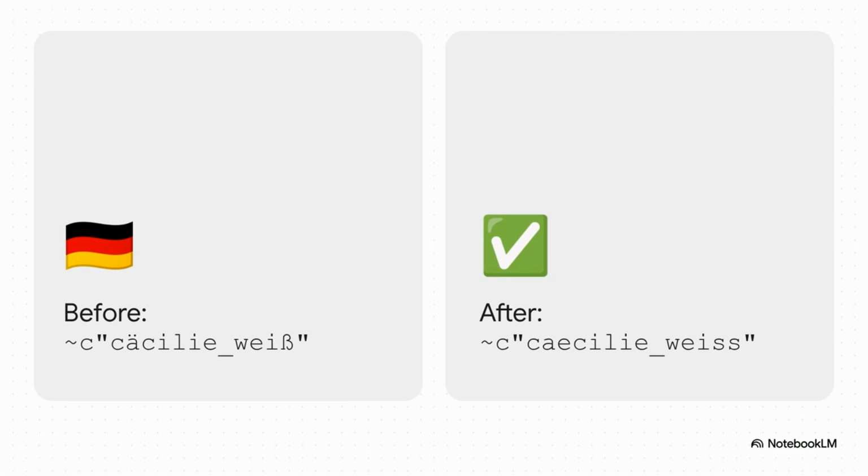And here it is, the grand finale, everything working together. The name, Cassili_Weiß, goes into our sanitizer. The ä gets spotted and replaced with AE. The underscore is kept, no problem. The ß is matched and swapped out for SS, and the result is the perfectly sanitized Cassili_Weiss. Mission accomplished. So we did it.